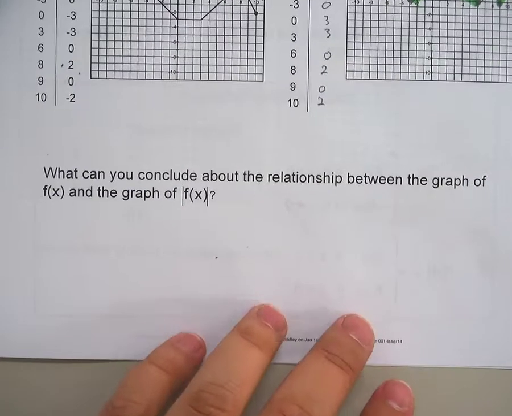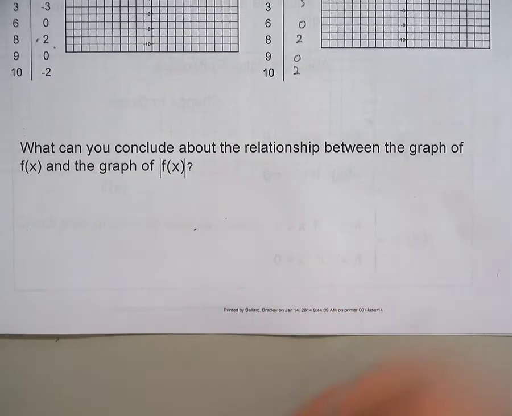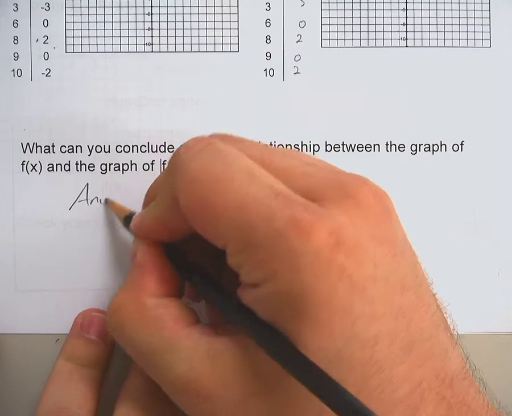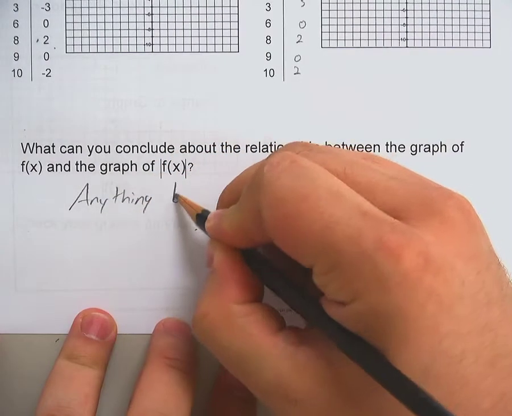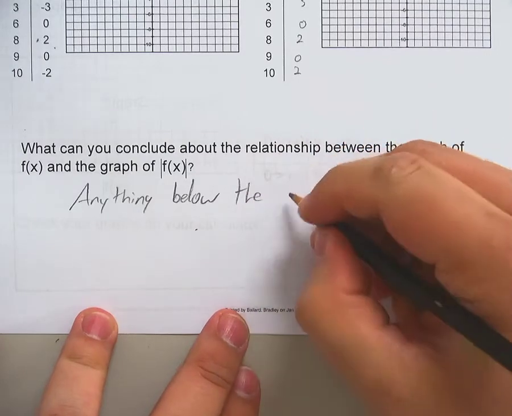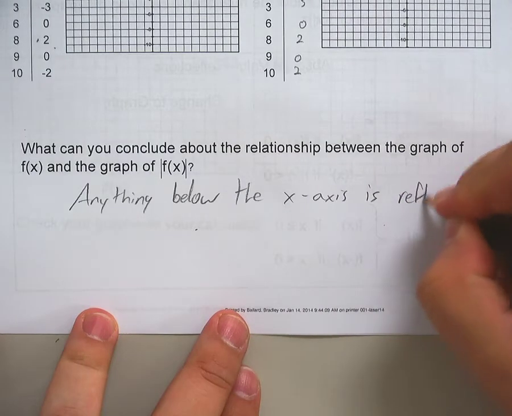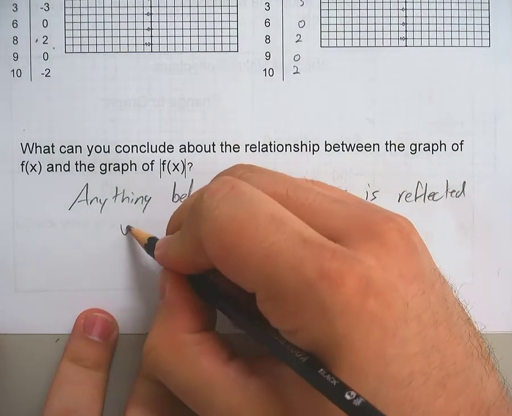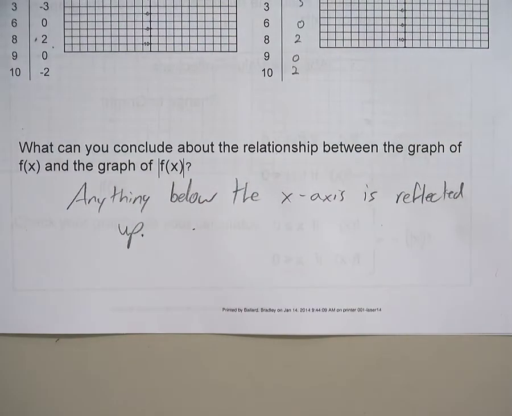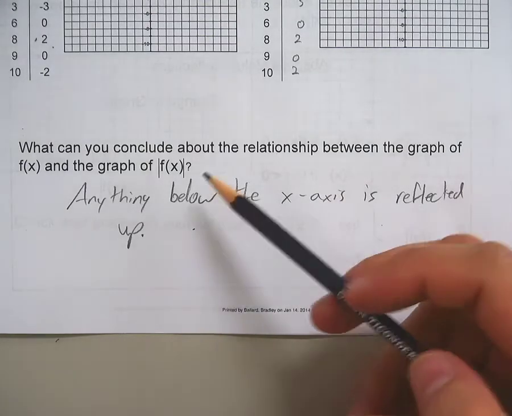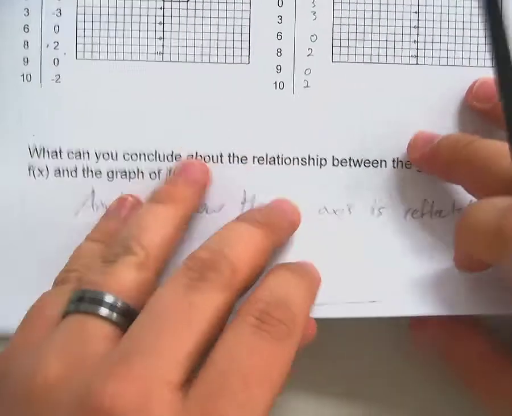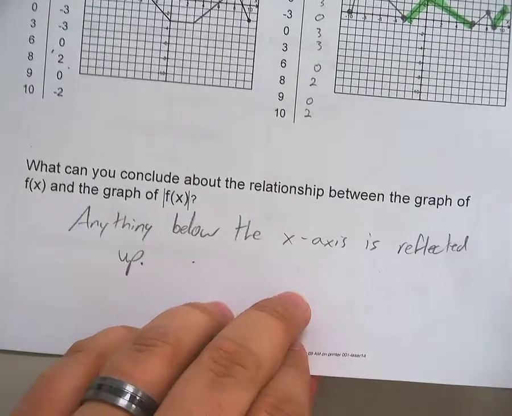So down here, it says, what can you conclude about the relationship between f and the absolute value of f? So I would say that anything below the x-axis is reflected up. Now that is if the absolute value symbol is on the y value. What if it's on the x value? If you need to pause it there to finish writing, pause, finish writing.